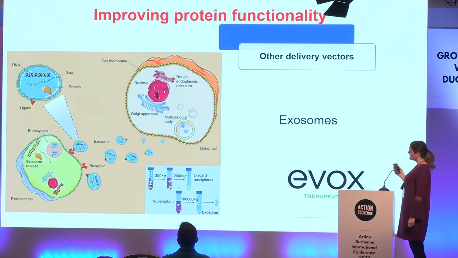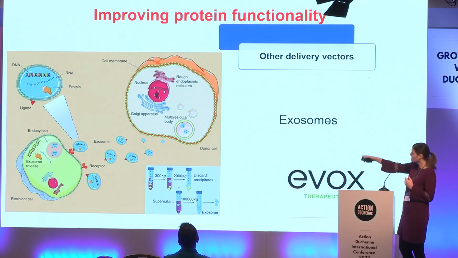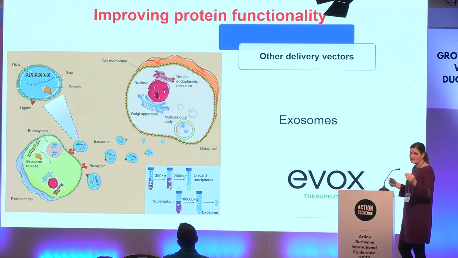So lastly, people are looking to use what are called exosomes. These are small vesicles, released normally from cells, and they carry messengers to neighboring cells to deliver the message. And these can be harvested, spun down, and then you can load the DNA that you want to deliver into those and give to the patient. So Evox were interested in doing that for Duchenne. I'm not sure where that is now, but people are looking at exosomes.